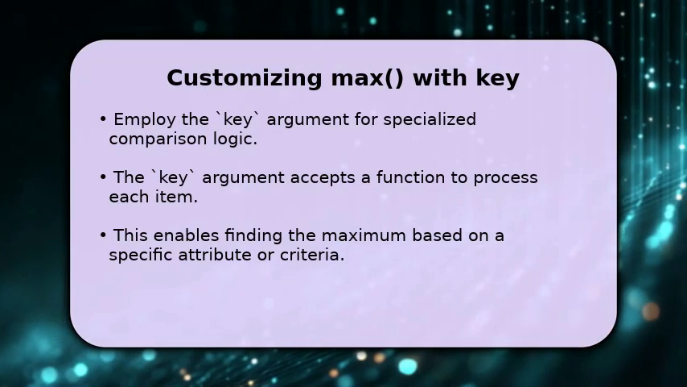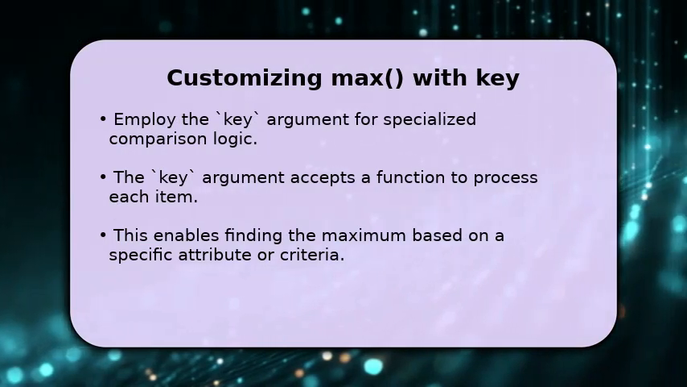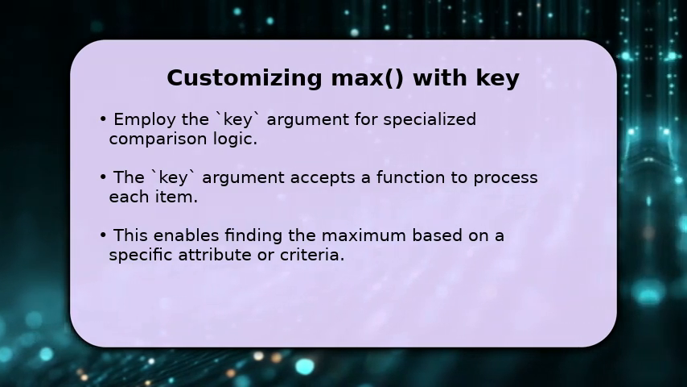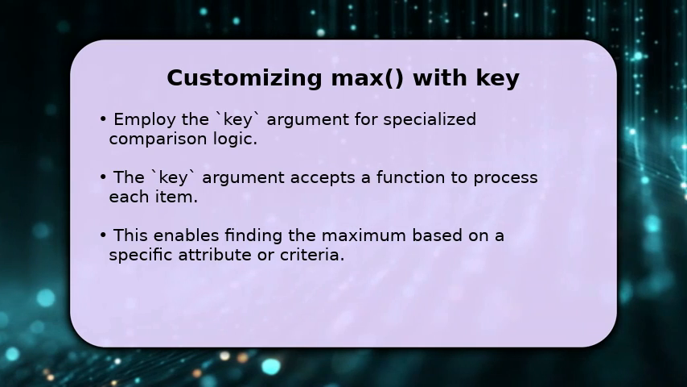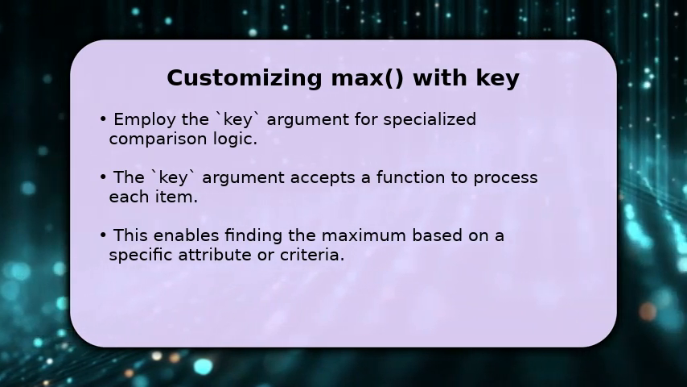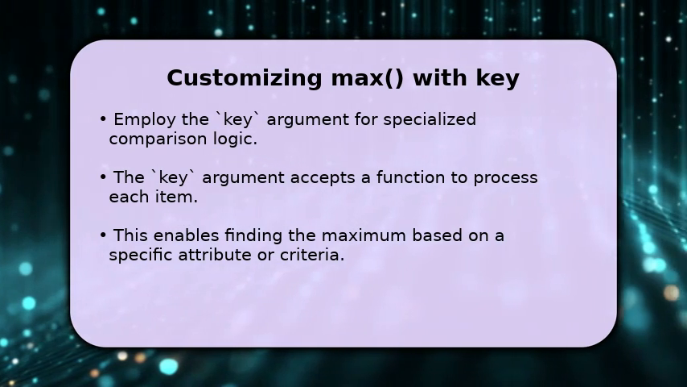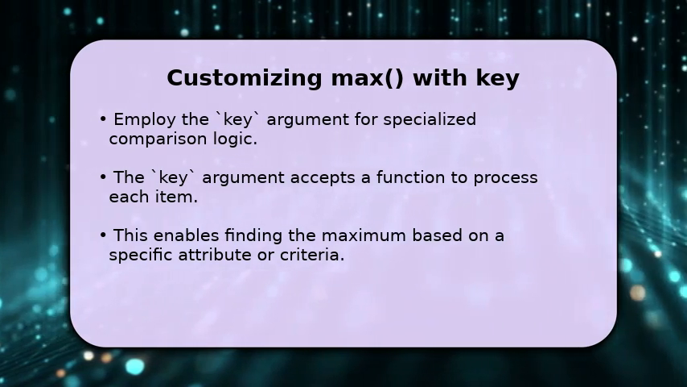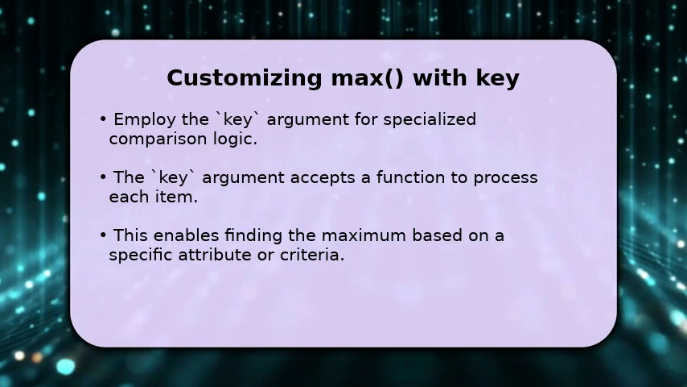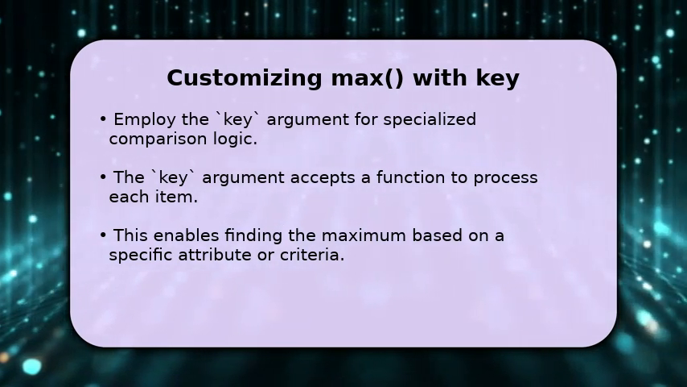For more advanced scenarios, the key argument allows you to customize how max determines the largest item. You provide a function to key, and max will apply this function to each item before comparison. For example, you could find the longest string in a list by setting key equals len. This powerful feature offers immense flexibility, letting you define precisely what maximum means for your specific data.